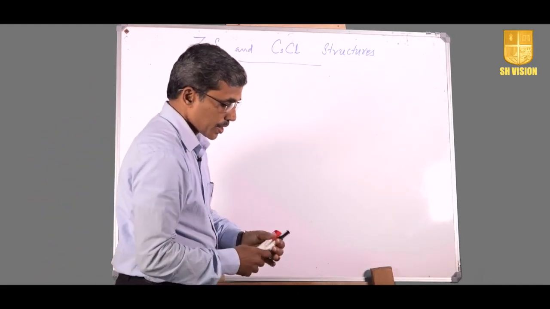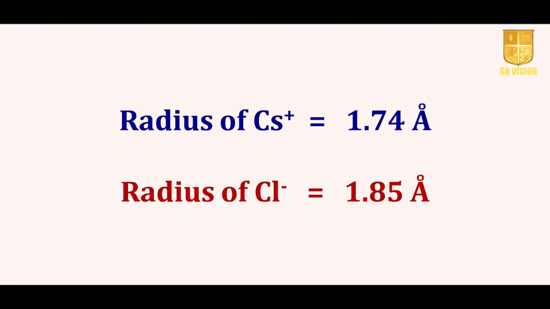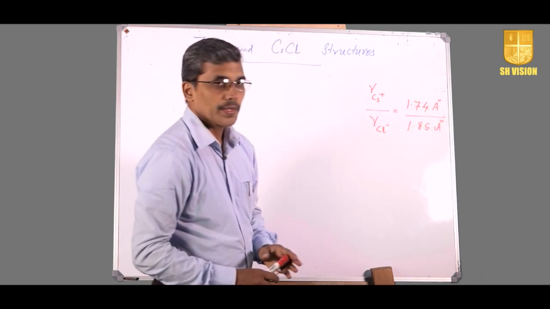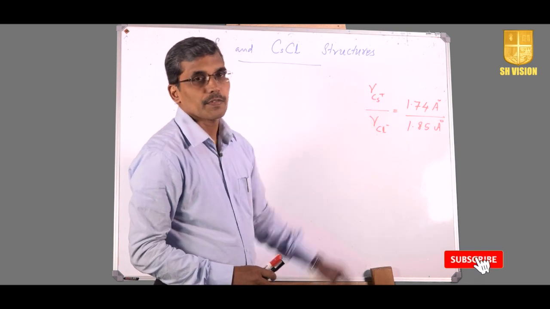So in cesium chloride crystal structure, the radius of cesium plus by radius of Cl minus, that is cation anion radius ratio is 1.74 angstrom divided by 1.85 angstrom. So radius of cesium and chlorine is nearly equal. So it shows a totally different type of crystal structure.